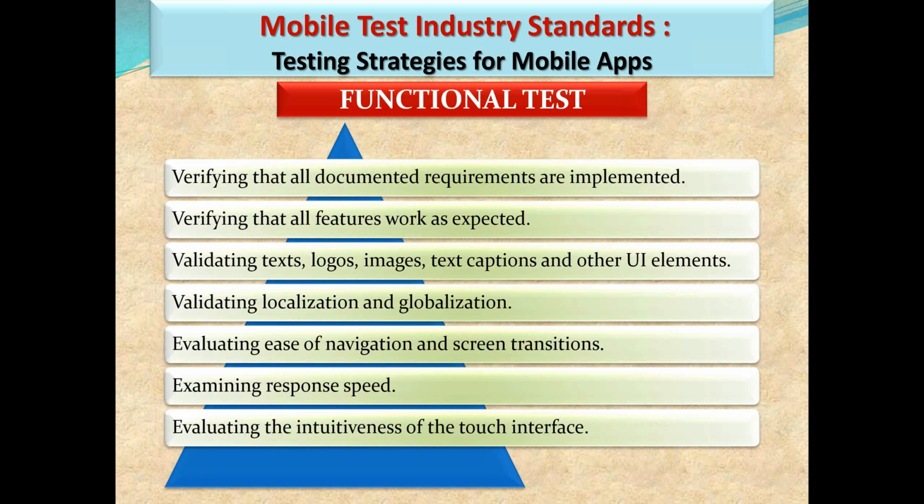Basically, like we know, functional testing of mobiles normally consists of testing user interactions as well as testing the transactions. First and foremost, of course, you have to verify that all documented requirements are implemented. If something is not implemented, you just have to follow up and wait until it gets implemented. You have to be sure that all features work as expected, always, especially if the application is new: texts, logos, images, text captions, and other user interface elements.